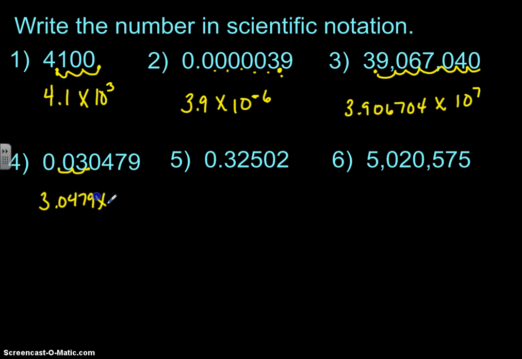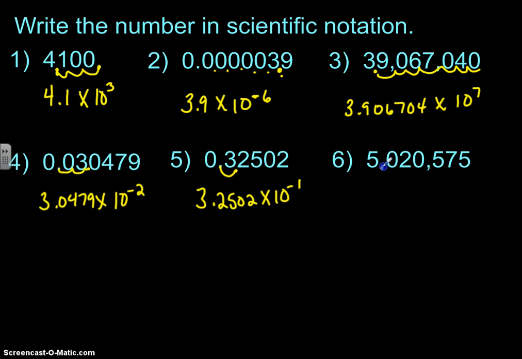3.0479 times 10. Now we made a small number big, so we have to make this really small. That has to be -2. Moving to the right is -2. Okay, here I just need to move it one place to make that a number between 1 and 10. 3.2502 times 10. We made a small number big, so we need to make this small to keep it balanced, to make this equal. Okay?